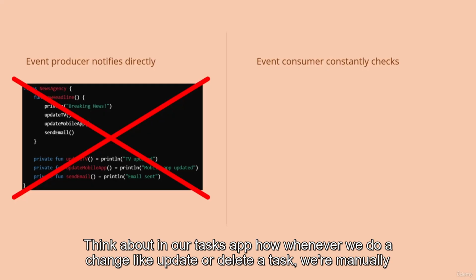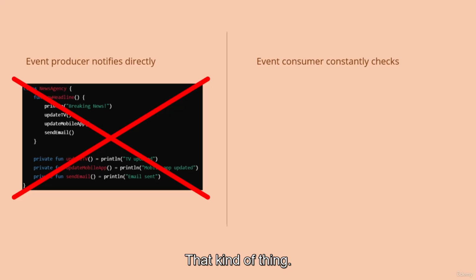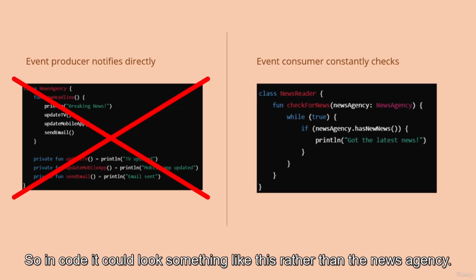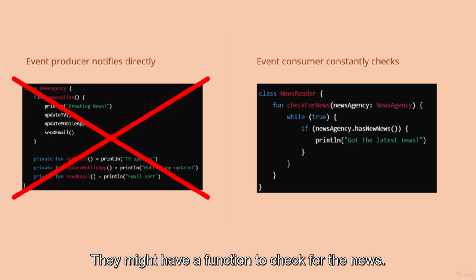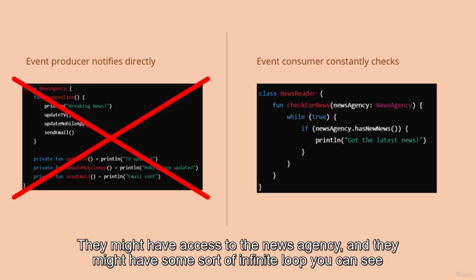Another approach could be that the event consumer just constantly checks for updates. Think about in our tasks app, how whenever we do a change like update or delete a task, we're manually fetching the changes to see what's changed. That kind of thing. So in code, it could look something like this. Rather than the news agency, it's now a news reader, a news consumer. They might have a function to check for the news, they might have access to the news agency, and they might have some sort of infinite loop. You can see there, while true.